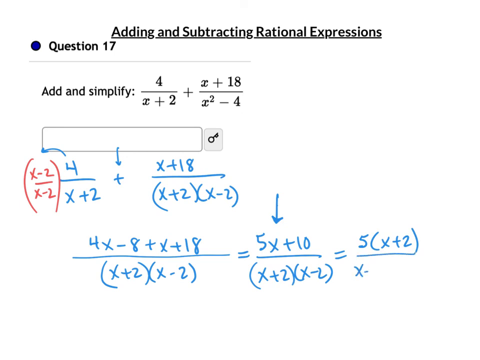Notice that the numerator and the denominator both have an x plus 2 in them. Be aware that x could not be negative 2 when you cancel that because you'd be dividing by 0. But we're just asked to simplify this. We don't have to worry about restrictions. Looks like the answer is 5 over x minus 2.